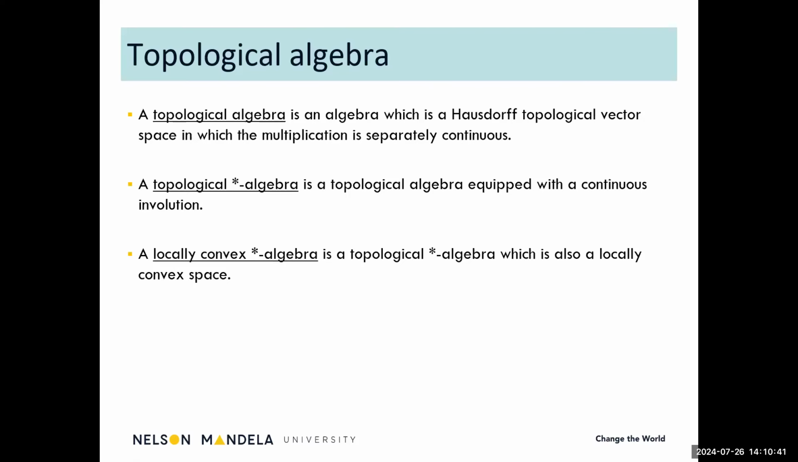So all Banach algebras and C-star algebras are topological algebras. All C-star algebras are topological star algebras, but now they need not be normed, which will help us when we work with unbounded operators. So I'm first going to introduce all the mathematical background that we need in our setting.